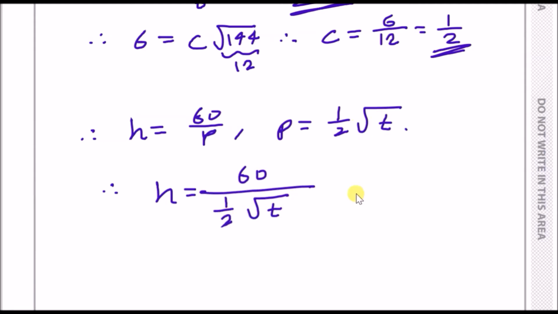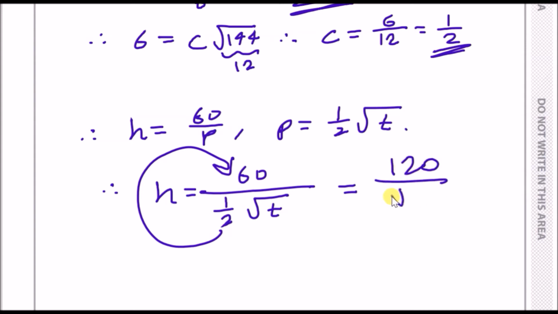Now 60 divided by a half. That's the same as saying what? 60 times 2, okay? And that gives us 120. Then we have h equals 120 root t, and that's it guys.